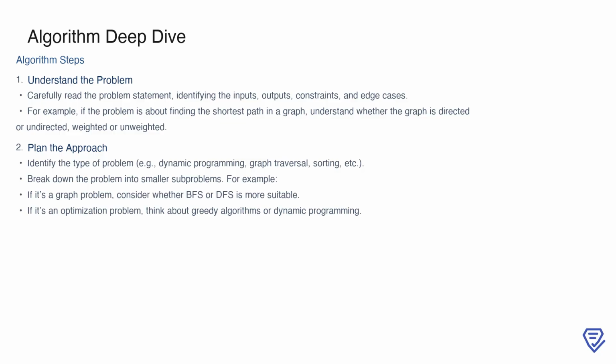Once the problem is well understood, the next step is to plan the approach. This involves categorizing the problem type. Is it a graph traversal problem, a dynamic programming challenge, or something that requires sorting? Breaking the problem into smaller subproblems is crucial. For instance, if you're dealing with a graph problem, you would decide whether breadth-first search, BFS, or depth-first search, DFS, is more suitable. Similarly, for optimization problems, you might explore greedy algorithms or dynamic programming approaches. This planning phase lays the foundation for a structured and efficient solution.